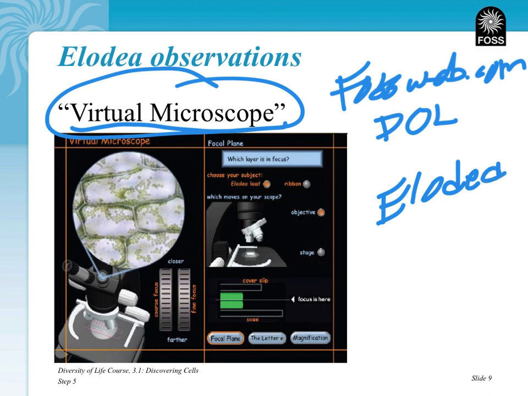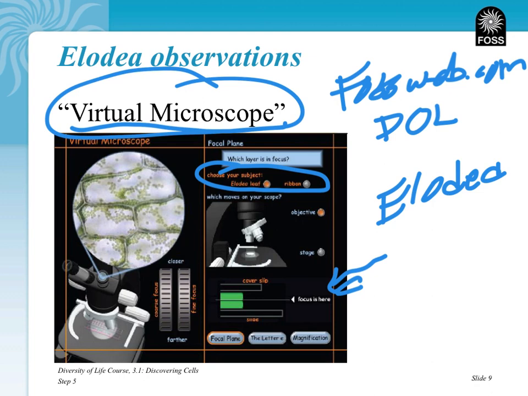And as a result, it will show you. You can choose your subject right here, the Elodea leaf. And you can move your objective lens or the stage. You can click on either one of those. And this is an illustration of the thickness of the 2 layers of the Elodea plant, the slide on the bottom and the cover slip on the top.